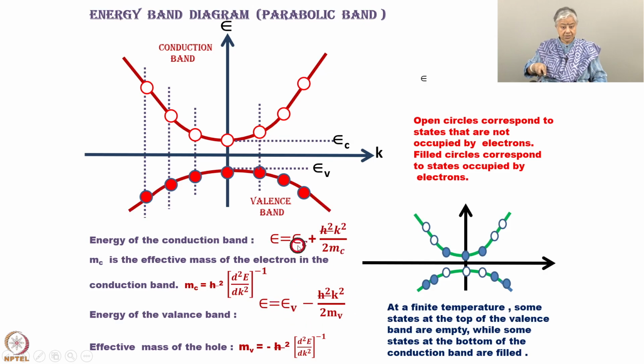Just notice these two are a bit different. This is EC plus h cross square k square upon twice mc. mc is the mass of the conduction electrons, the electrons in the conduction band, and mv is the mass of the holes actually, or the electrons in the valence band. So, E is equal to EV minus, whereas here it is plus, so the parabola looks like this. Here with the minus sign, it will come onto the other side like this.